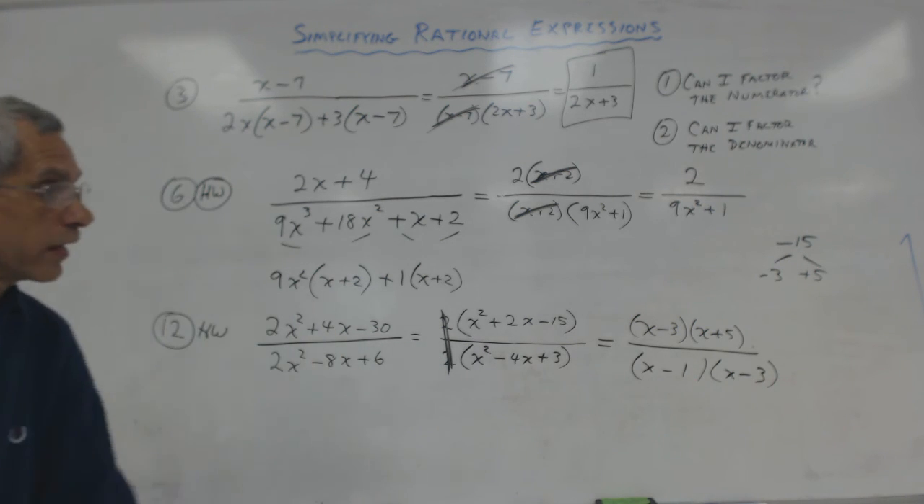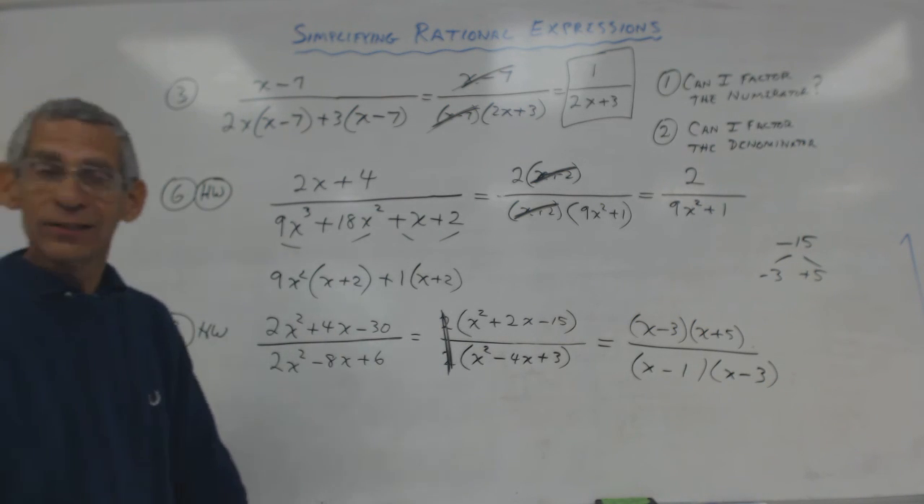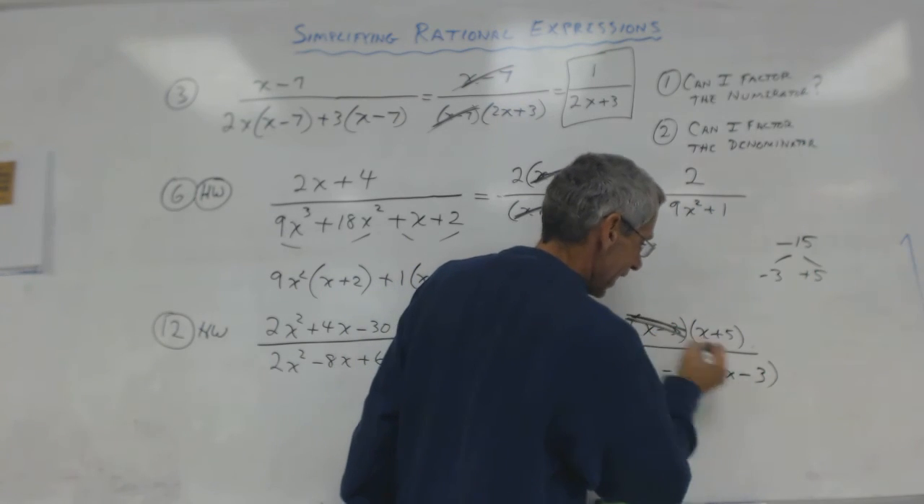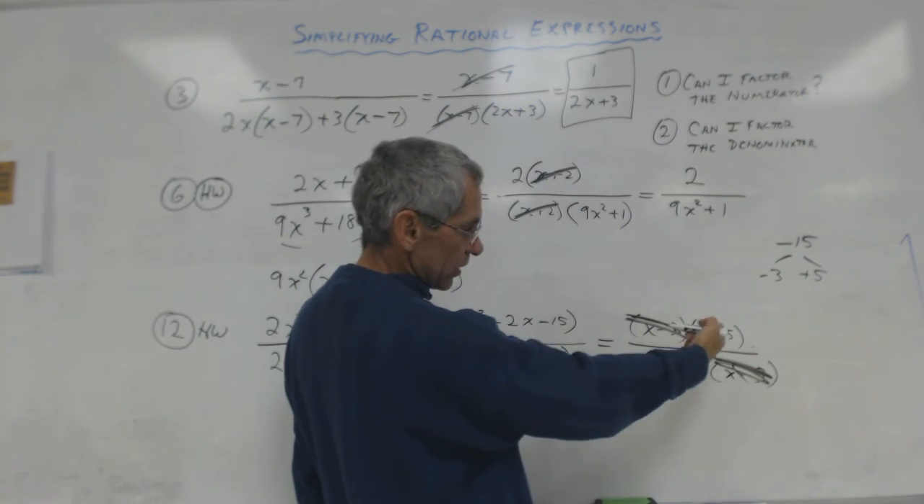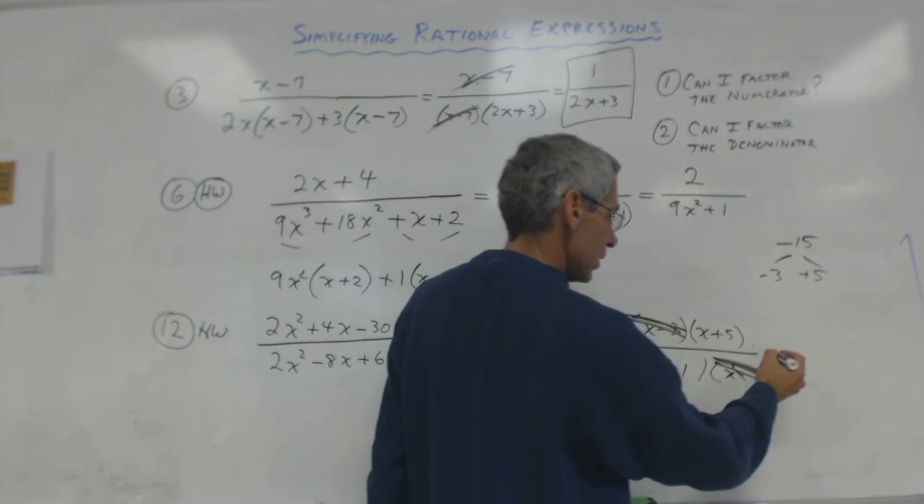Okay, do you see anything that's the same upstairs and downstairs? X minus 3? Yes! So you get to cross that out. And then your answer is just x plus 5 over x minus 1.